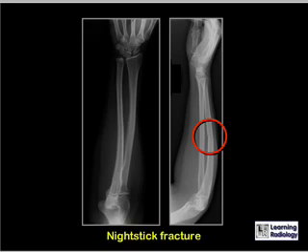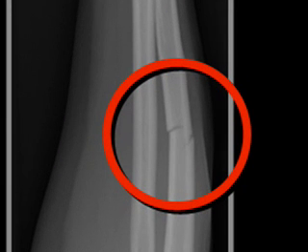This is an example of a nightstick fracture. Inside the red circle, we can see a non-displaced transverse fracture of the midshaft of the ulna.